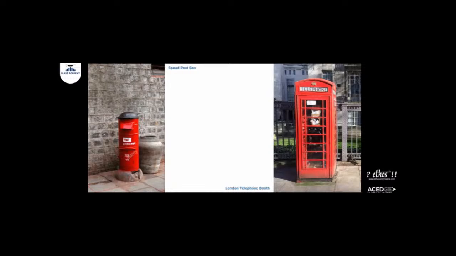I mean, it doesn't matter. Still, that telephone booth is looking quite nice because of that color.